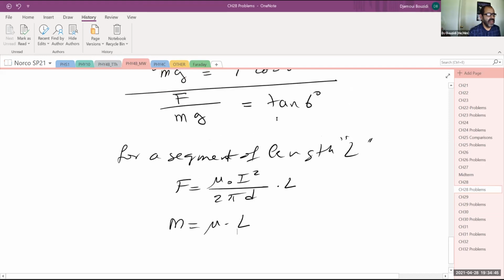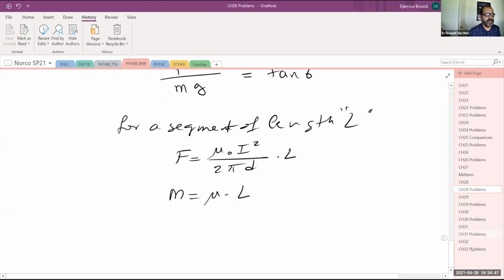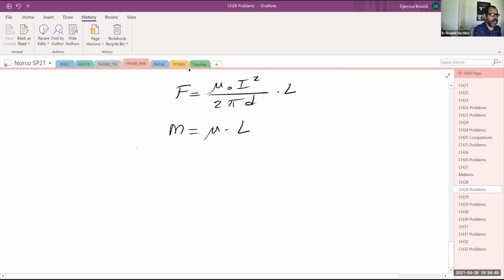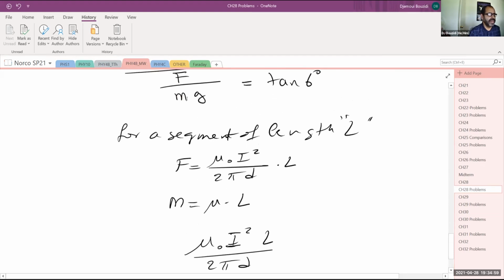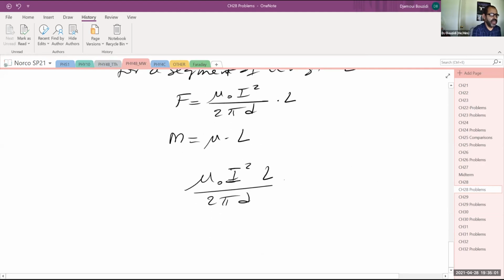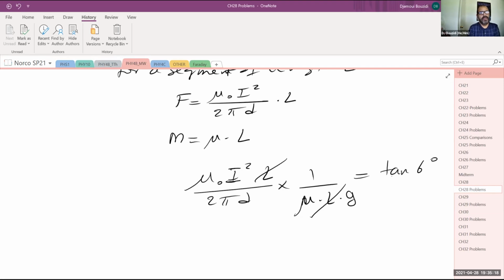So having said that, I'm going to sub into this expression and I should be able to find the answer now. So mu naught I squared times L divided by 2 pi d, that is the force in the numerator, divided by mg, and mg is mu times L times g. And this is good because the L cancels. This is equal to tangent of 6 degrees, by the way. That's very important because they never gave us L.